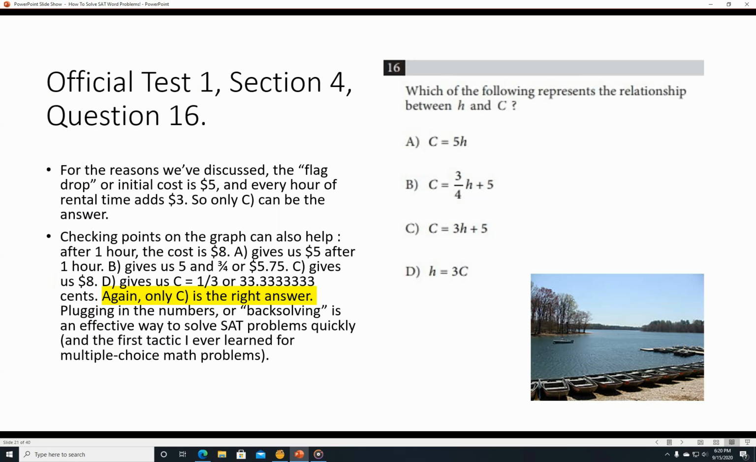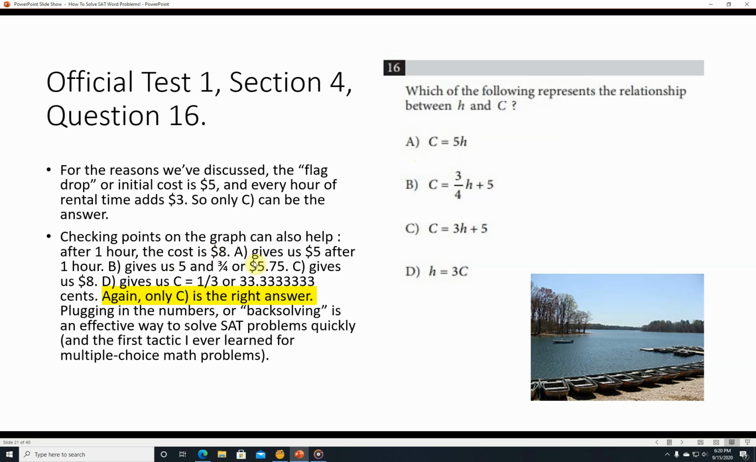All right, so question number 16, which of the following represents the relationship between H and C? I probably just explained it all to you. Anyway, for the reasons we've discussed, the flag drop or initial cost is $5, and every hour of rental time adds $3. So the only possible right answer is C equals 3H plus 5. It's not C equals 5H, because otherwise it would just be a flat rate of $5 per hour, and we see that you pay $5 at the beginning and then $3 per actual hour that you used it.